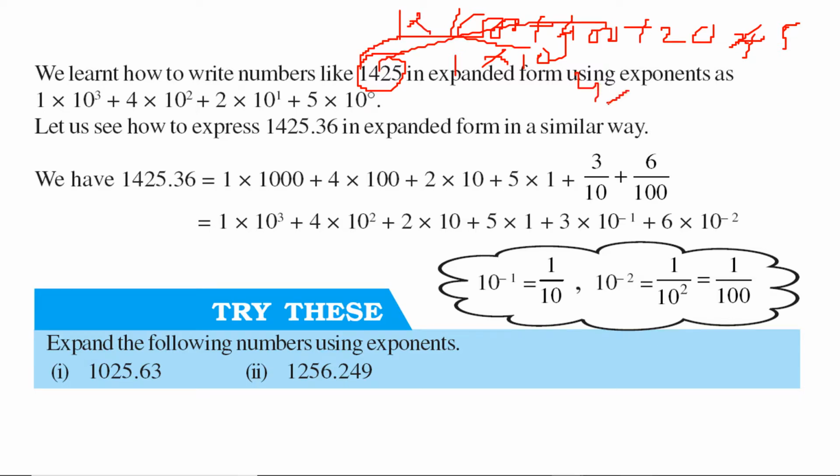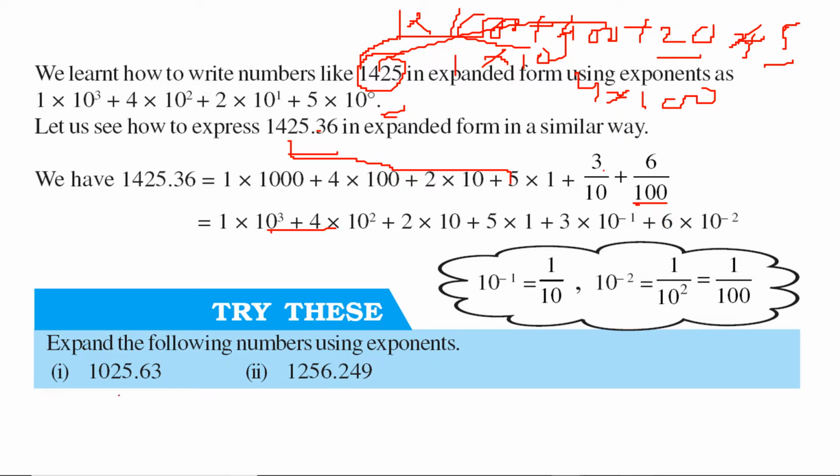That is 4 into 100. And this is 2 into 10. This is 5 into 10 to the power 0. So this is how we represent any number. But when it comes to the decimal point, 1425 is up till here. After this decimal, we multiply by 1 by 10. So 3 into 1 by 10 plus 6 into 1 by 10 square, that is 3 by 10 plus 6 by 100. So this is how the number goes.